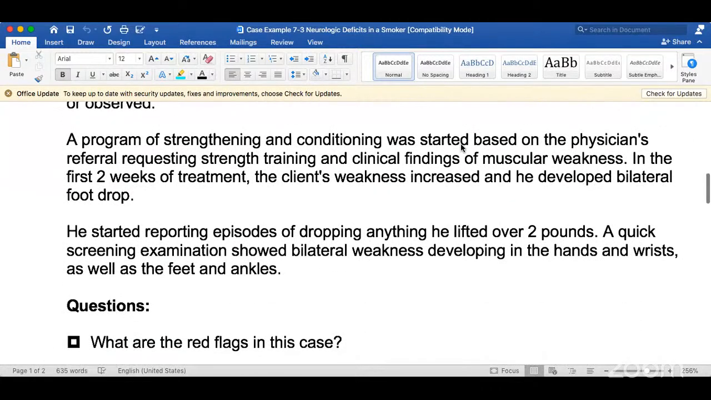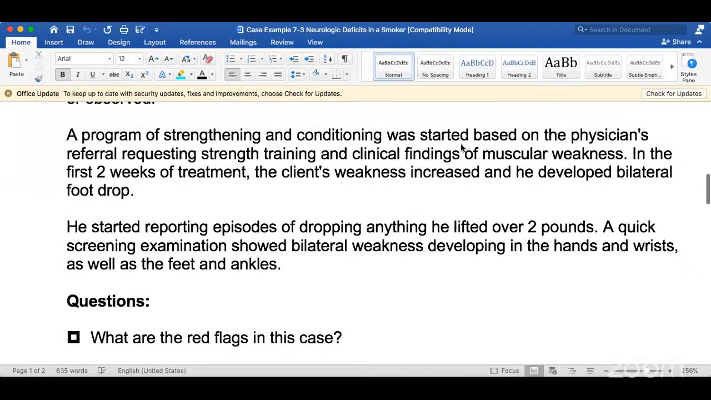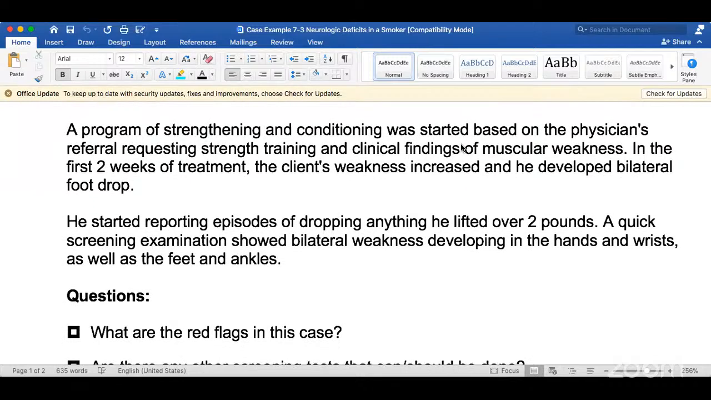A program of strengthening and conditioning was started based on the physician's referral requesting strength training and the clinical findings of muscular weakness. In the first 2 weeks of treatment, the client's weakness increased and he developed bilateral foot drop. He started reporting episodes of dropping anything he lifted over 2 pounds. A quick screening examination showed bilateral weakness developing in the hands and wrists, as well as the feet and ankles.